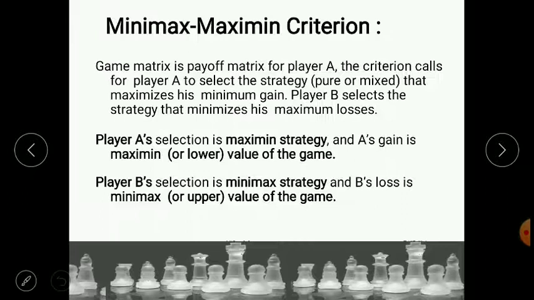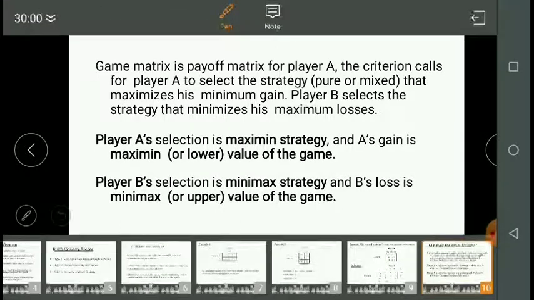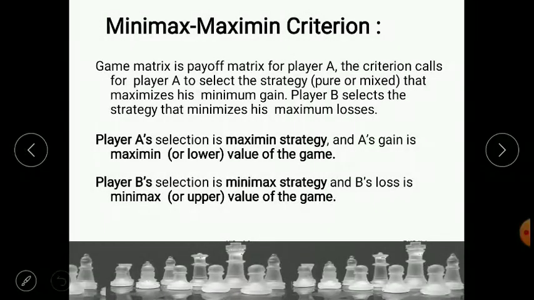Now moving on to the next topic, another important topic, that is the minimax or maximin criteria, or the minimax or maximin principle. In this principle, the game matrix is a payoff matrix for player A. The criteria calls for player A to select the strategy. It can be both a pure strategy or a mixed strategy.